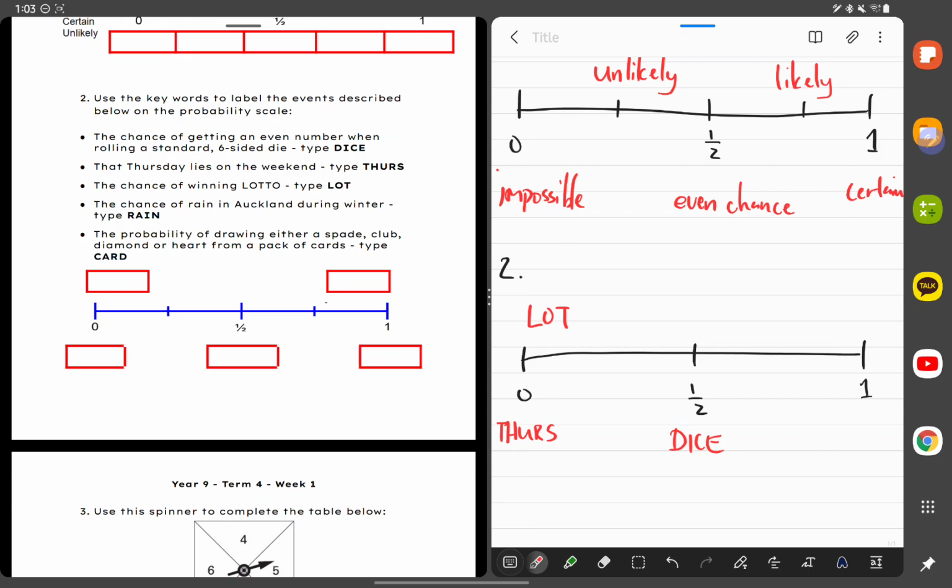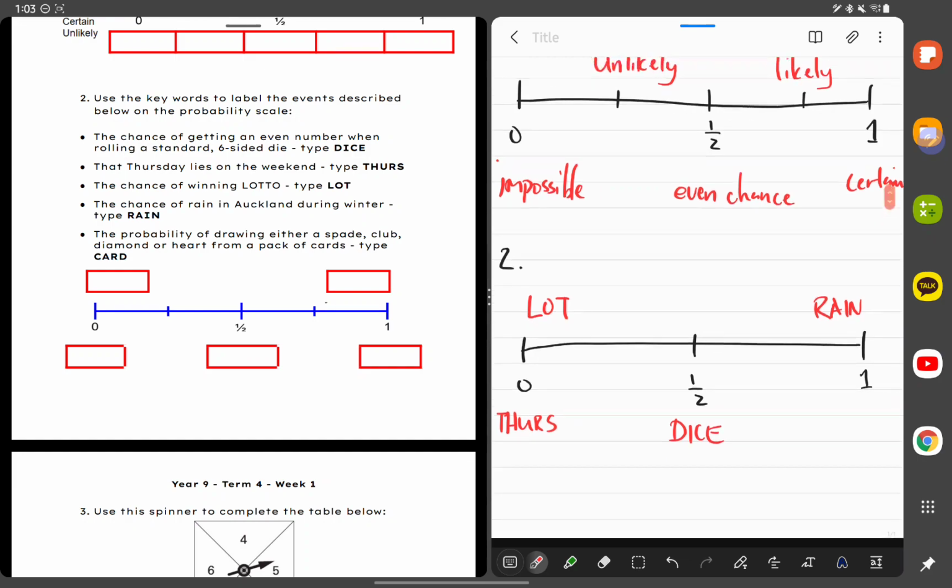The chance of rain in Auckland during winter. I think that's rather high. Winter in Auckland is a rainy season. It's not certain. It doesn't rain every day, and it's not a given.